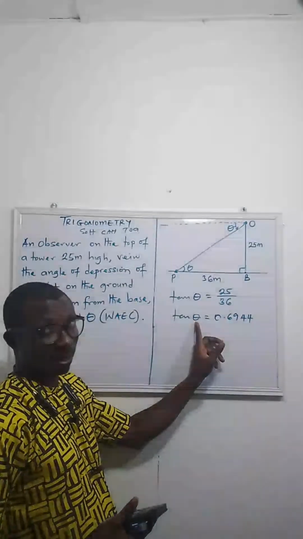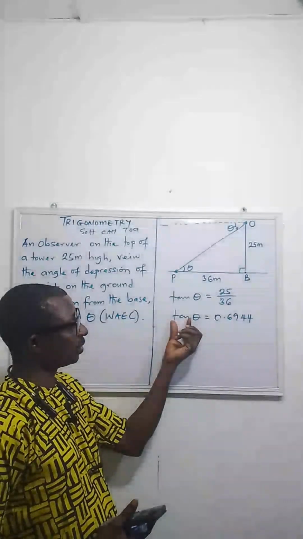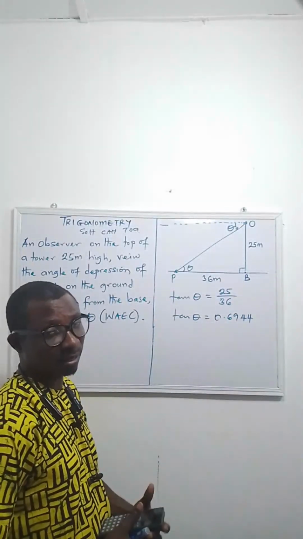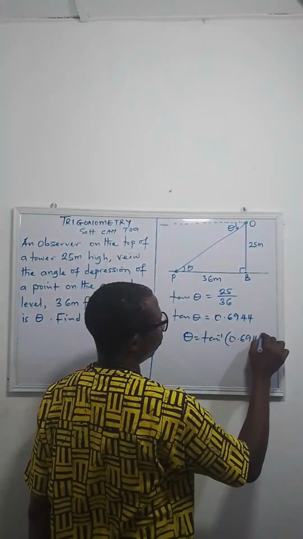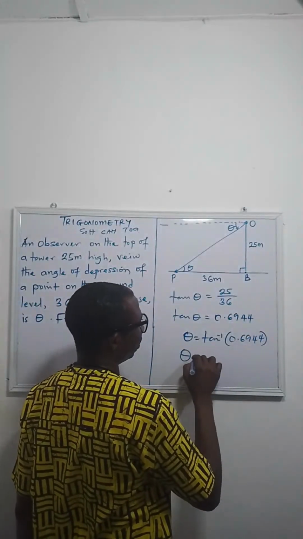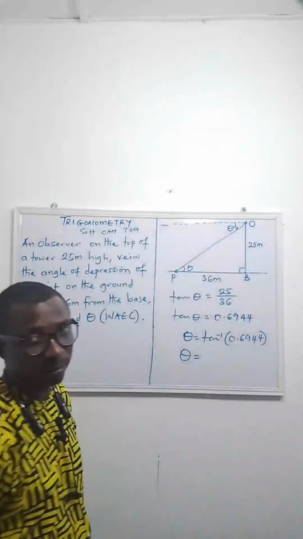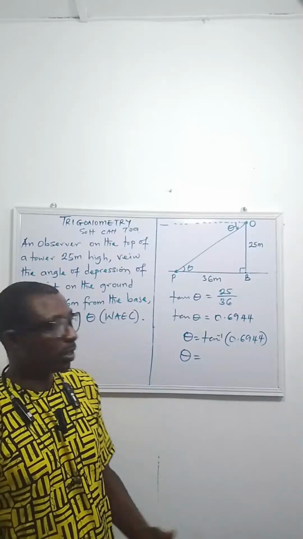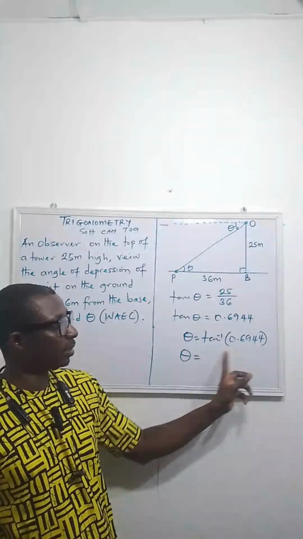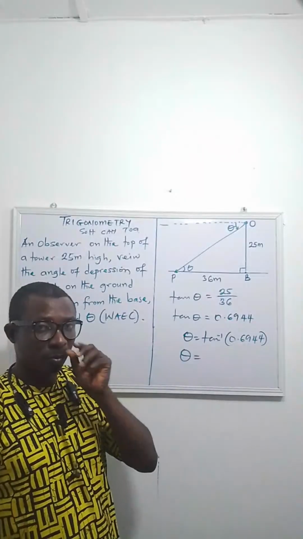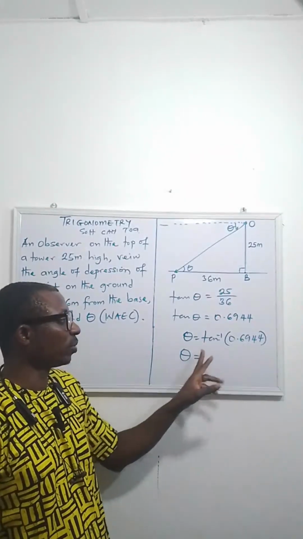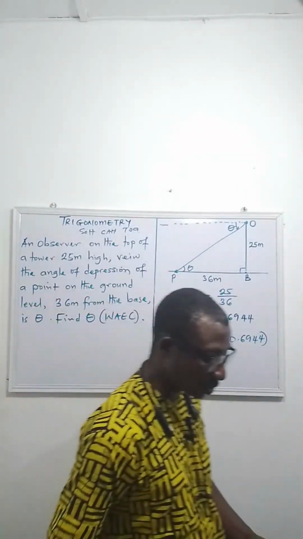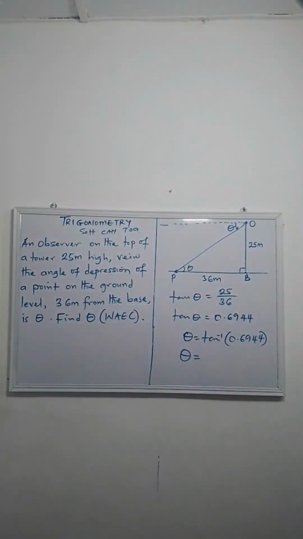Okay, you are looking for theta. So it's just like you are moving this theta to this side. Once it comes here, it becomes inverse. So arctan of 0.6944. So you can punch your calculator and get this for me, or you make use of your four-figure table. What's going to be arctan of 0.6944? Can you check that and drop your answer in the comment section?